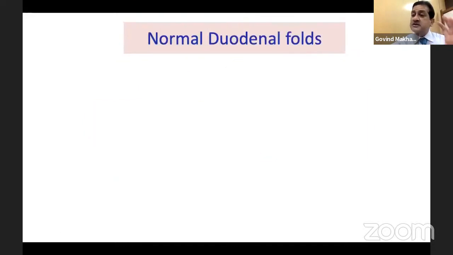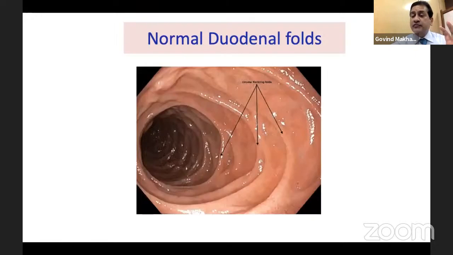So coming now to upper GI endoscopy. Normal duodenal folds, how do they look? When do we say atrophy? If you look at 1 inch of duodenum, it means about 3 to 4 open biopsy forceps.